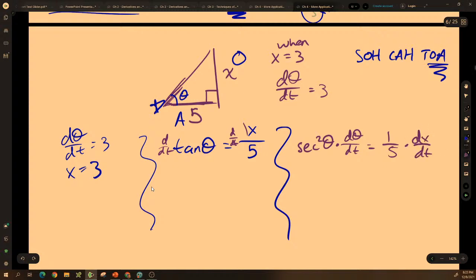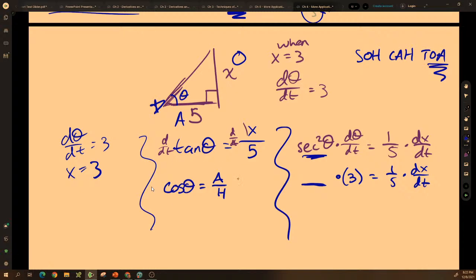Now, I don't have secant squared. I do have d theta dt, and I want to solve for it. We're trying to find dx dt. That's what the question asked me to find. So I need to figure out what secant squared is. Secant matches up with cosine. So I know cosine theta is adjacent over hypotenuse. Well, I know adjacent is 5, but I don't know hypotenuse.